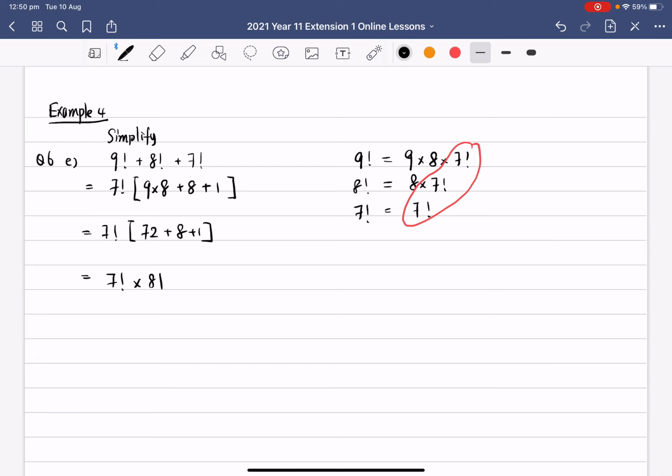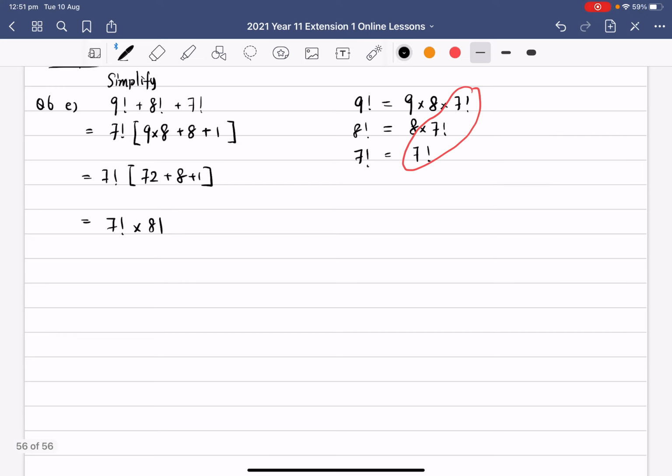All right, that's how you simplify it without using a calculator, of course. If you have a calculator, you don't really need to simplify. You can just do it without any problem.